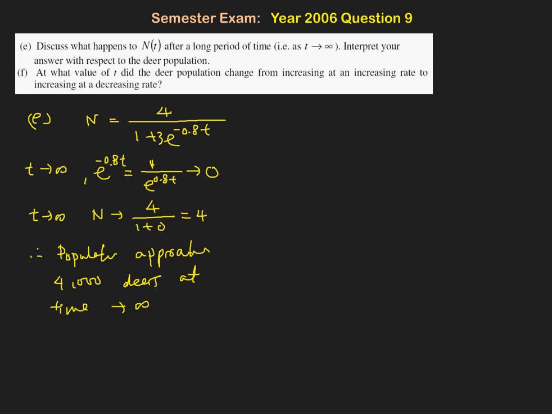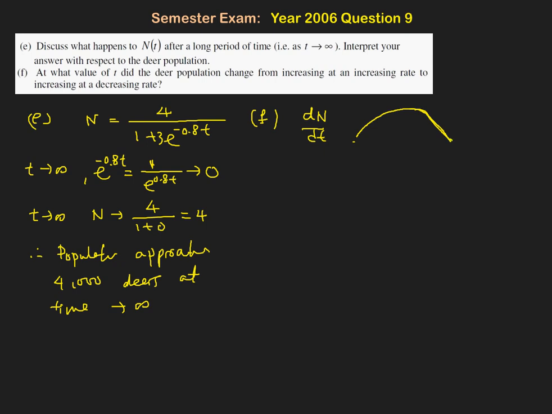And lastly, how do you find when the deer population changes from increasing at an increasing rate to increasing at a decreasing rate? So that's what they're saying, that we want to find dN/dt such that it behaves like this. There's a peak of the rate of change, and then it goes down here. So it's increasing at an increasing rate, and then it's increasing at a decreasing rate. So the rate of change is decreasing.